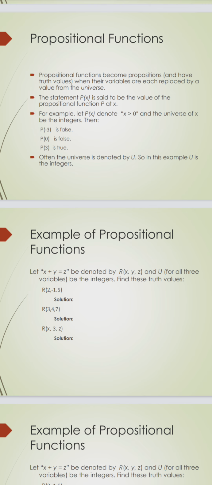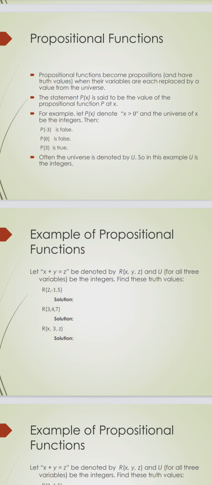The next topic is propositional functions. Propositional functions become propositions when their variables are each replaced by a value from the universe. The statement P of x is said to be the value of the propositional function P at x. For example, P of x is x greater than 0, with the universe of x being the integers. Then P of minus 3 is false, P of 0 is false, and P of 3 is true. Often the universe, the whole set, is denoted by U.